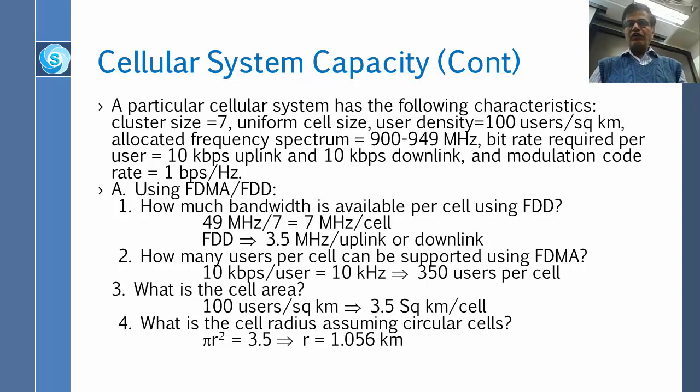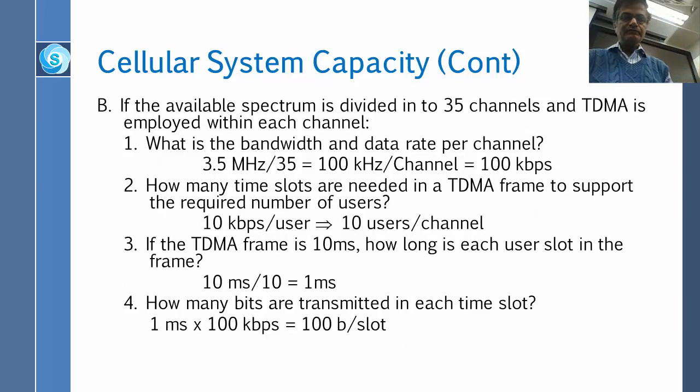So this 49 by 7 and 7 by 2 was already done in this part. 3.5 per channel. Now that 3.5 became 100 kilobits divided by 35, and 100 kilobits became 10 users. Yeah, because we have 1 hertz per bit. That was specified somewhere. 1 hertz per bit. That's the first part. 1 bit per second, per hertz. Yeah, 1 bit per hertz.